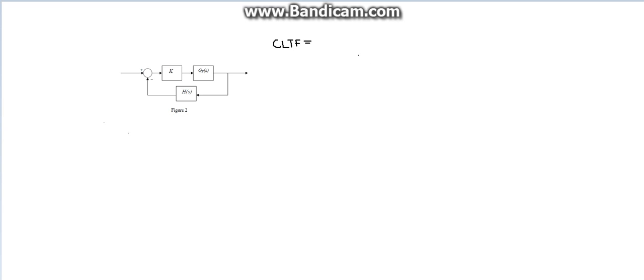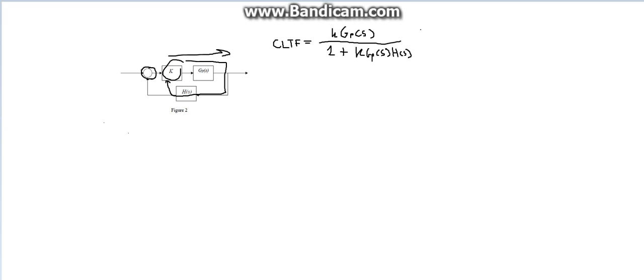Let's apply this to our example. So we get K G P of S, that's our forward path, over 1 plus the entire completed loop to the summing junction. So we go K of G P of S multiplied by H of S. And this will give us a closed loop transfer function.